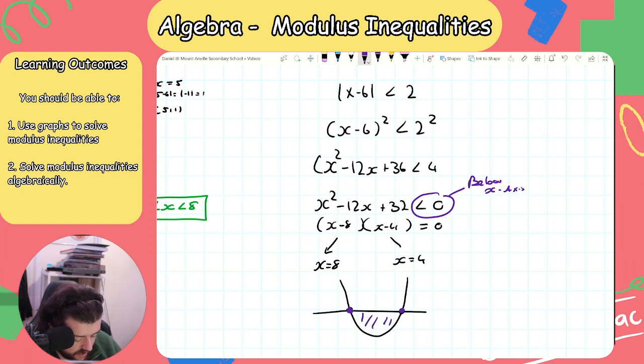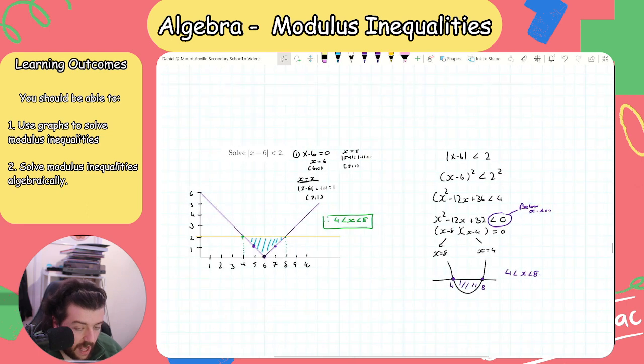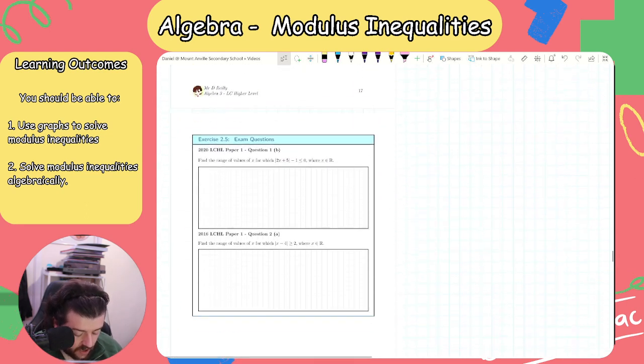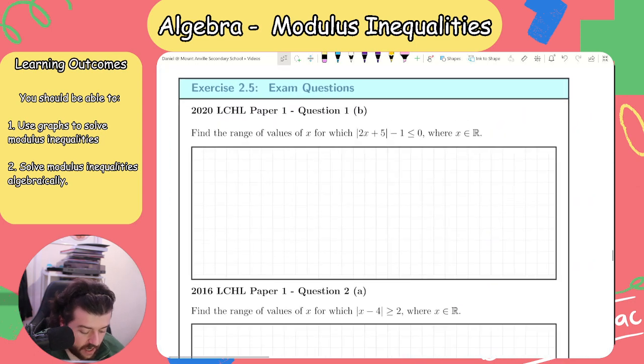So this region here, that's 4, that's 8. Well, again, that's going to be 4 is less than x, which is less than 8. So there's me solving it both algebraically and graphically. So let's look at some past exam questions.